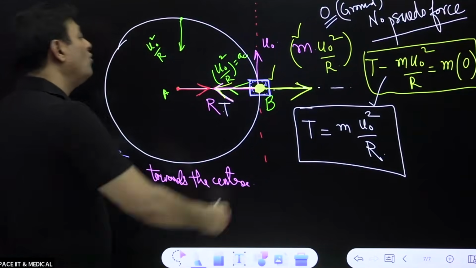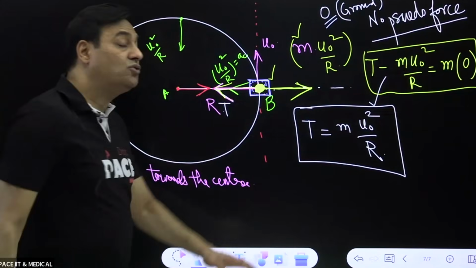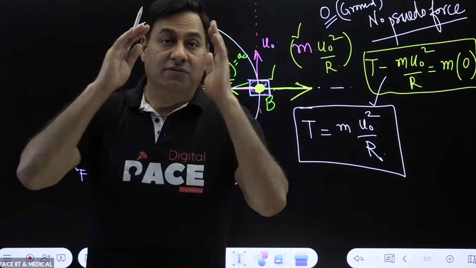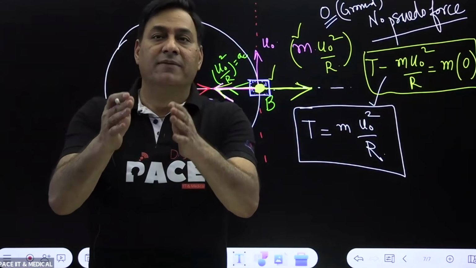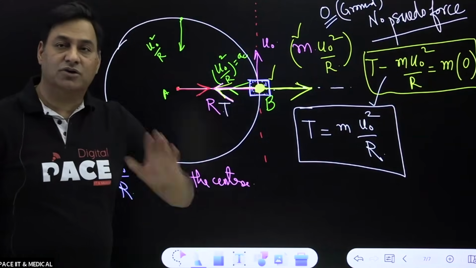Now, many people, the moment they see a circular motion, they apply a pseudo force outwards. Please don't do that. You have to be very clear. When do you have to apply pseudo force? Whenever you are observing it from a frame which is accelerating, then only you apply pseudo force, otherwise not.